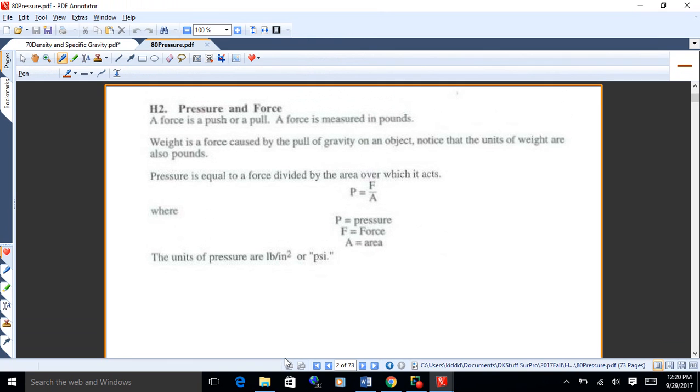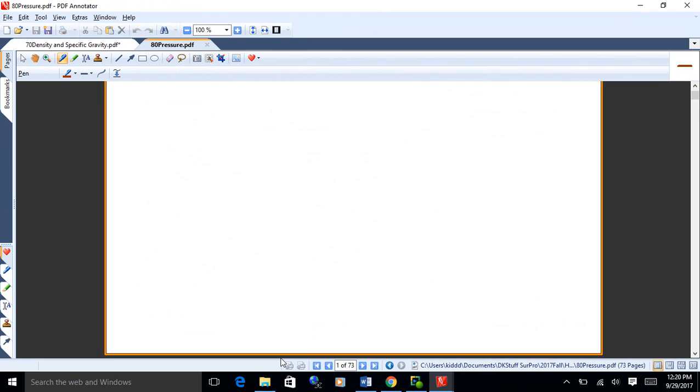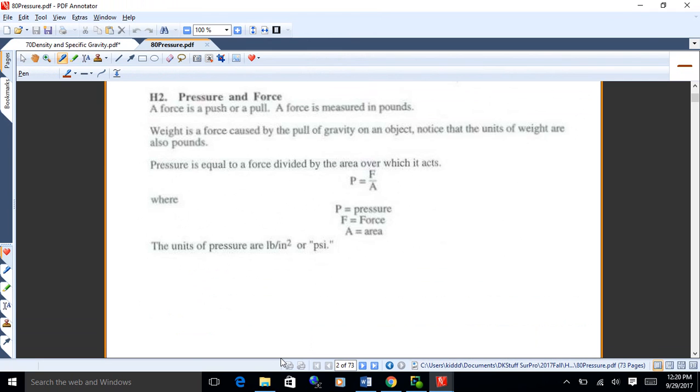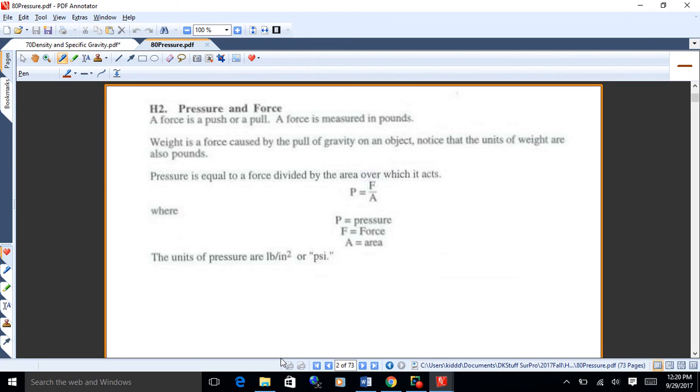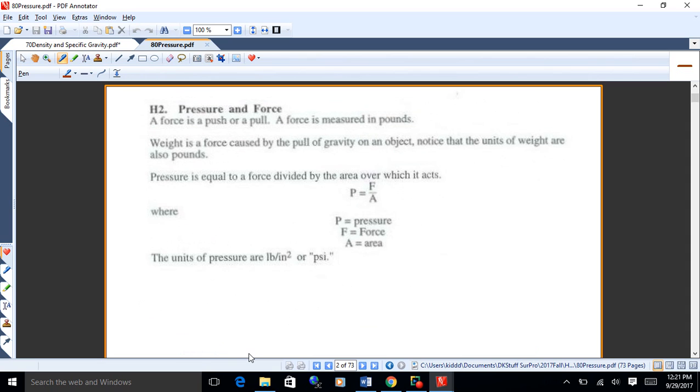All right, so that's the first general thing we're going to look at. Now, the next thing we're going to look at is pressure, okay? And this is an important property for fluids. So we'll start with, this is page 59, here we are.